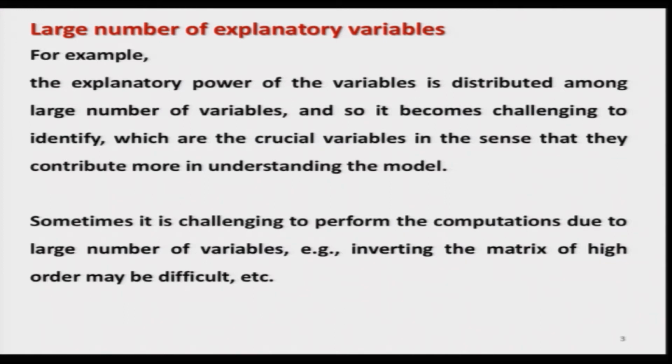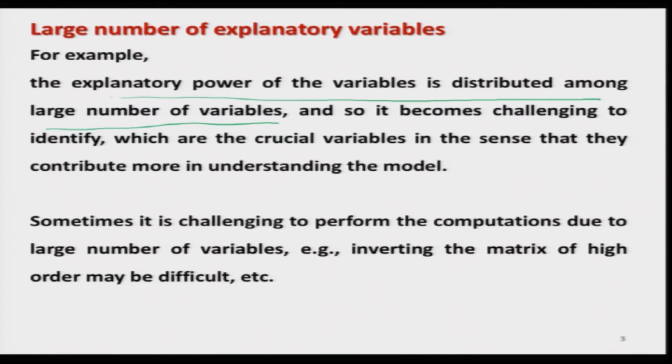For example, the explanatory power of the explanatory variables is distributed among a large number of variables. You have done this by sum of squares in the analysis of variance, where you obtain the sum of squares due to total, which was divided into sum of squares due to regression and sum of squares due to error. Now the sum of squares due to regression is divided into a large number of components. So it is possible that every component becomes so small that you cannot even judge which contribution is small and which contribution is large.